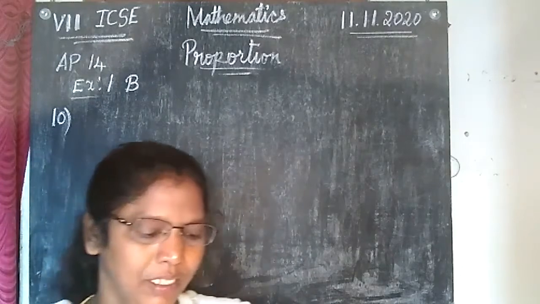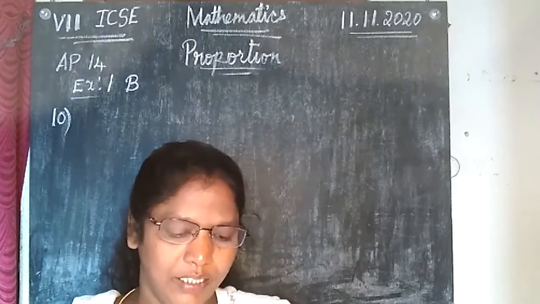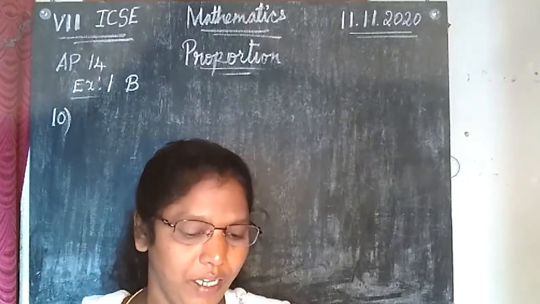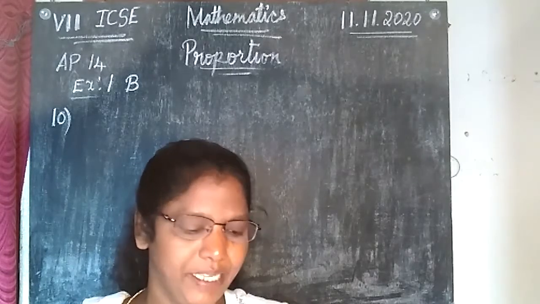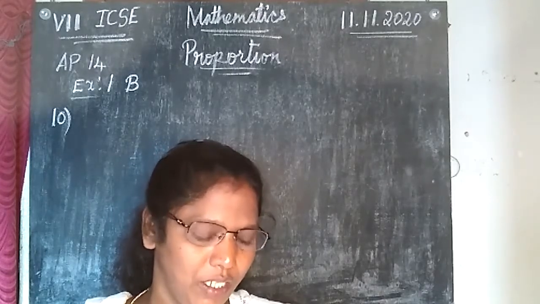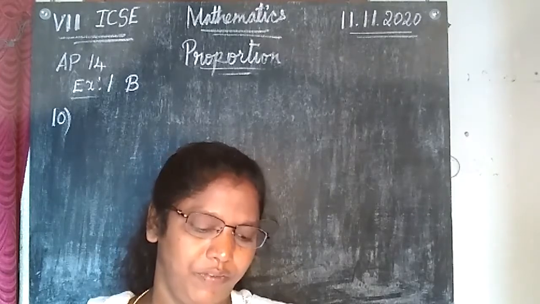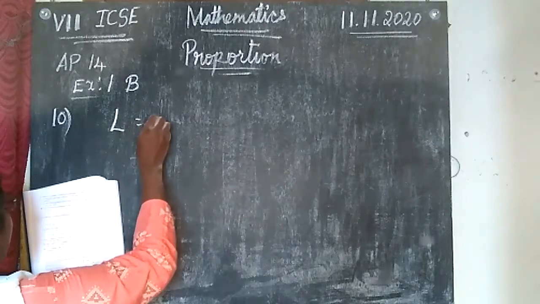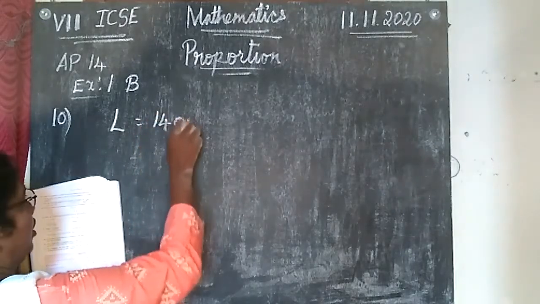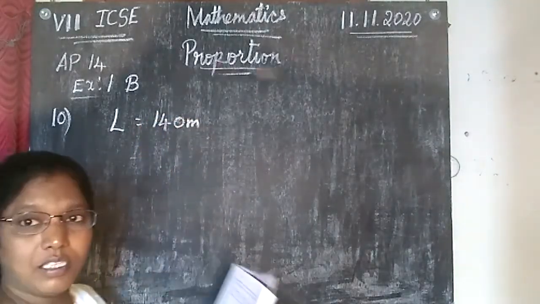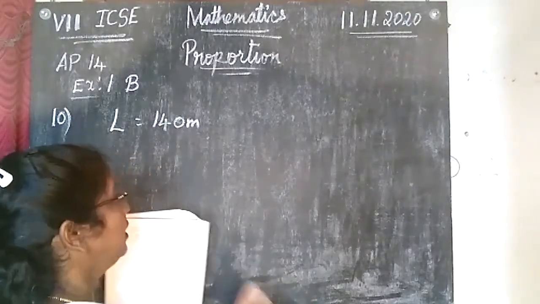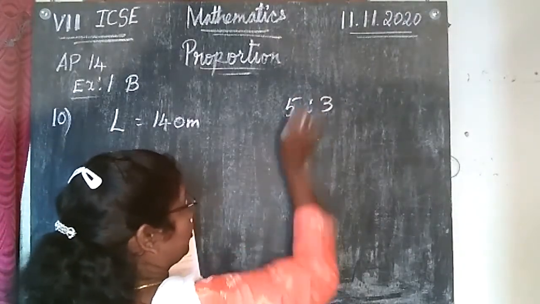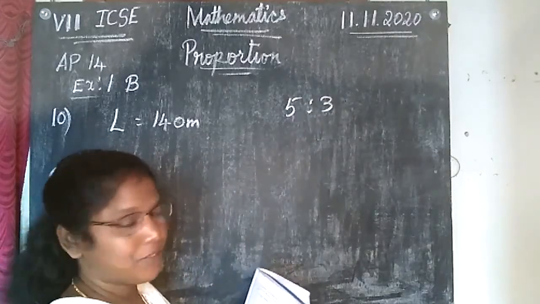Okay, next sum, the 10th one. The length of a rectangular field is 140 meter. If the ratio of the length to the breadth of the field is 5:3, then find the breadth of the field. Here in the question, the length of the field is given as 140 meter. Breadth is not given, they are asking us to find it. But the length and the breadth are given in the ratio 5:3.